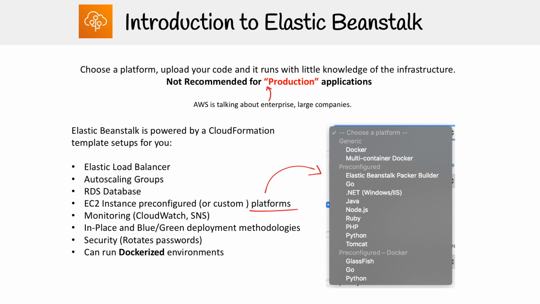Then you have monitoring. So it has CloudWatch and SNS integrated into its dashboard, which is really nice. It has in-place and blue-green deployment methodologies. So you don't have to go out and build a complex code pipeline, which you could spend weeks doing, so it already has it for you there. It can rotate out your passwords for RDS, so it keeps things very secure, and it can run Dockerized environments. So if you are employing microservices, you can definitely use Elastic Beanstalk as your gateway to Elastic Container Services, which is what it uses under the hood to run Docker containers.